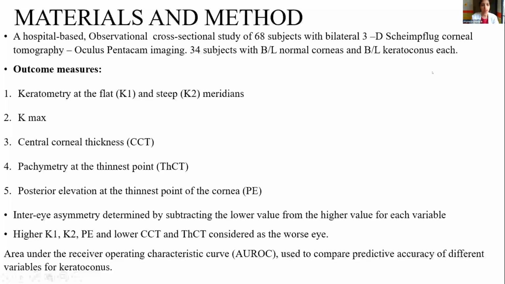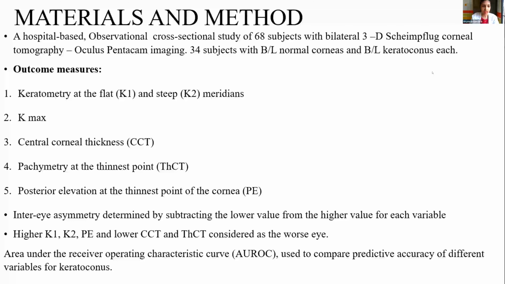It is a hospital-based observational cross-sectional study of 68 subjects with bilateral 3D Scheimpflug corneal tomography using ocular Pentacam imaging, 34 subjects with bilateral normal corneas and 34 with bilateral keratoconus. The outcomes measured are keratometry at flat and steep meridians, Kmax, central corneal thickness, pachymetry at the thinnest location, and posterior elevation at the thinnest point of the cornea.